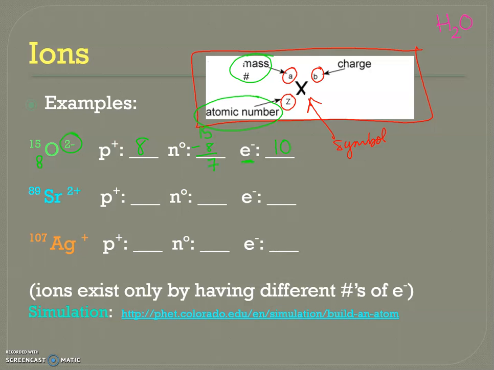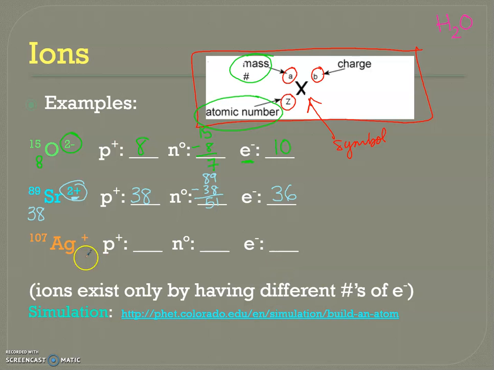Okay, find strontium on the periodic table. He's all the way on the left-hand side. He's number 38, so that means I have 38 protons. Then if you take your mass number minus your number of protons, 89 minus 38, we get 51. Wow, that's a lot of neutrons. How many electrons are we supposed to have? If we have a 2 plus, that means we're going to have 2 fewer electrons than protons, so we're going to have 36.